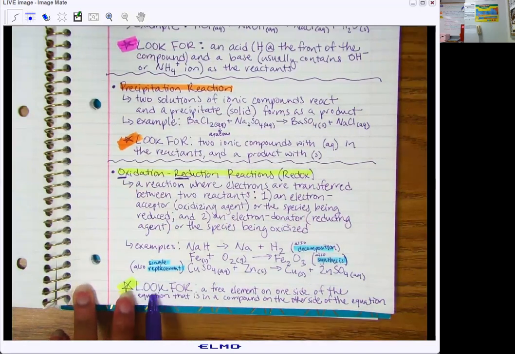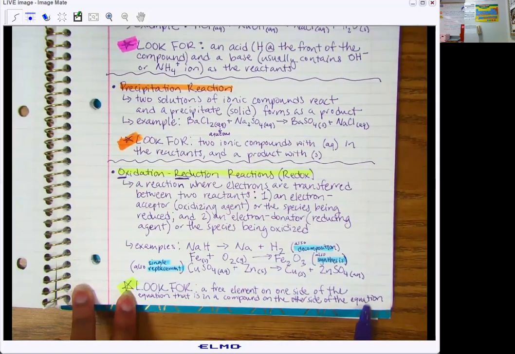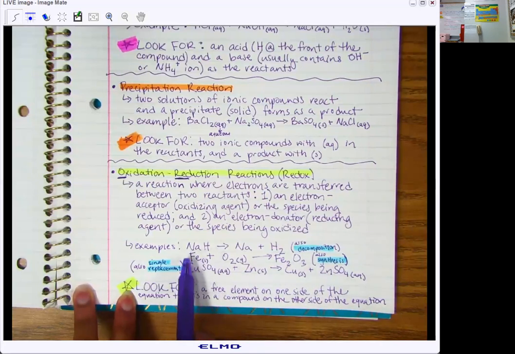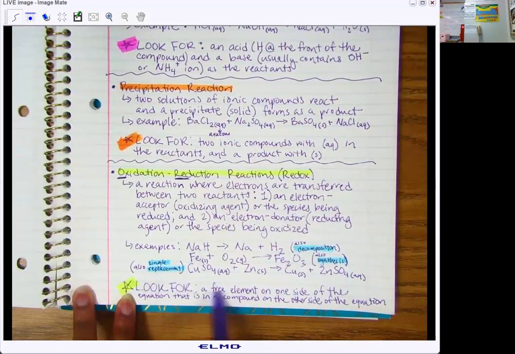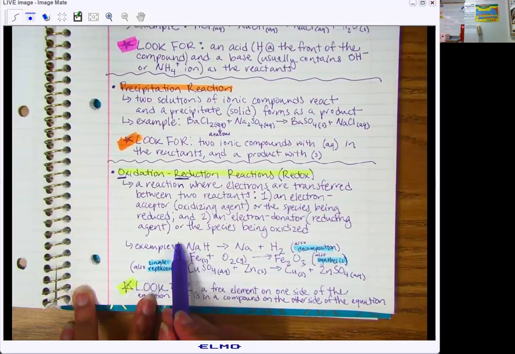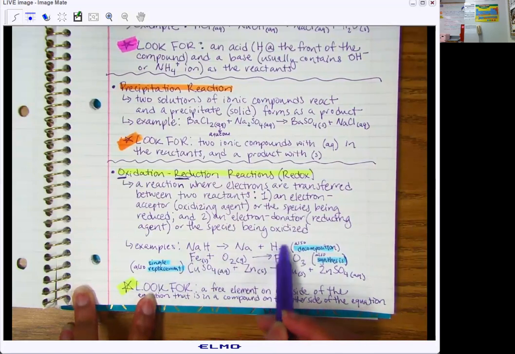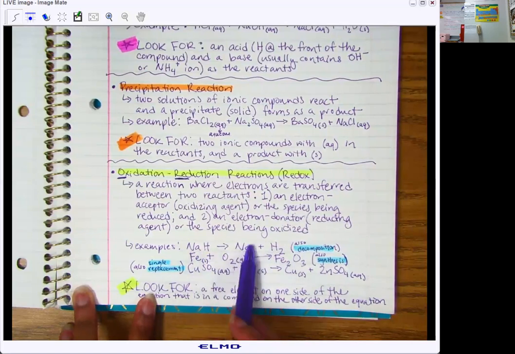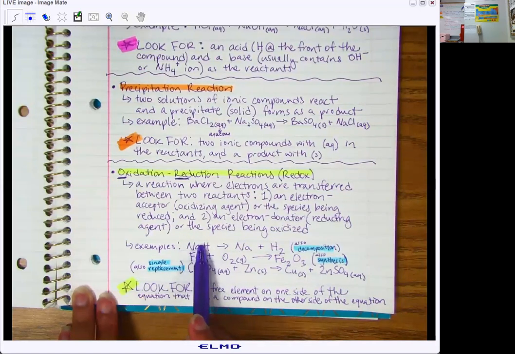The way I like to look for a redox reaction is if you can see a free element on one side of the reaction that is in a compound on the other side of the reaction, you're most likely looking at a redox reaction. And I've got a couple of examples here. When I say a free element, I mean that that element is not in a compound. It's an element by itself. For example, in the first example, this NaH, this sodium hydride, yields sodium and hydrogen. Here, the sodium is a free element, and on the other side of the reaction, we can see that it's in a compound. This is a redox reaction.